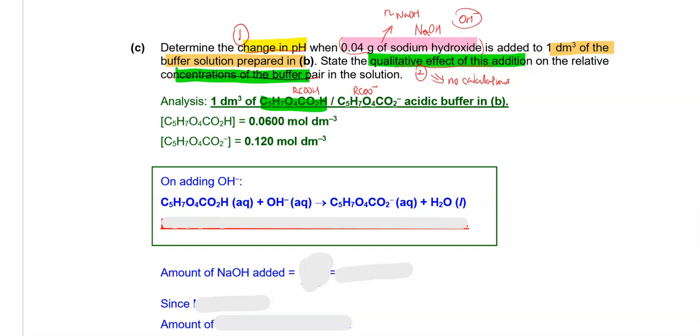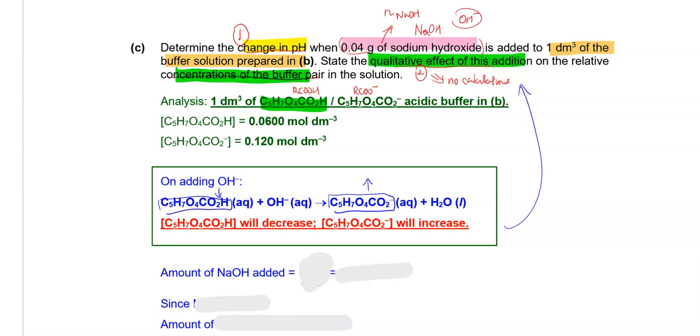So what's the effect on the concentration? The acid concentration will decrease while your conjugate base concentration will increase, because the conjugate base is formed. So as a result, the conjugate base concentration will increase, while that of the weak acid will decrease. So that answers your part 2.